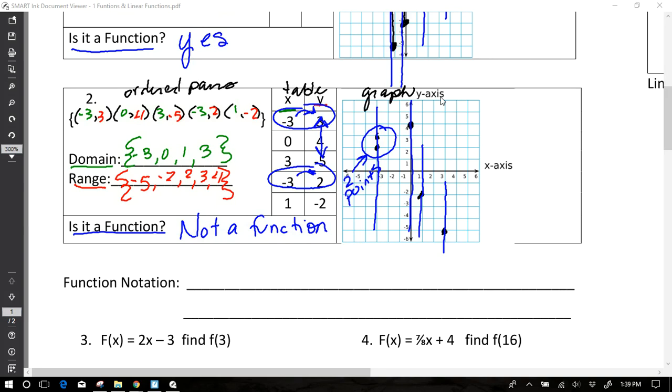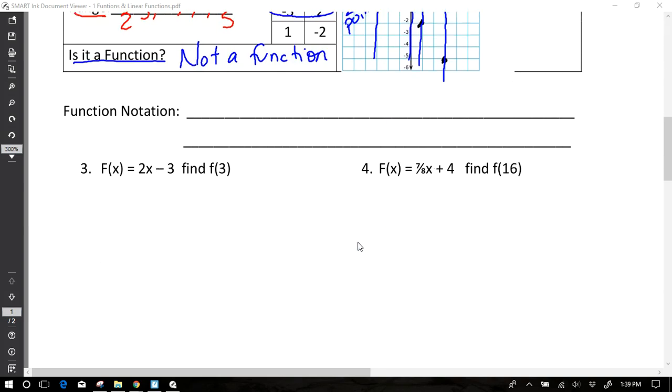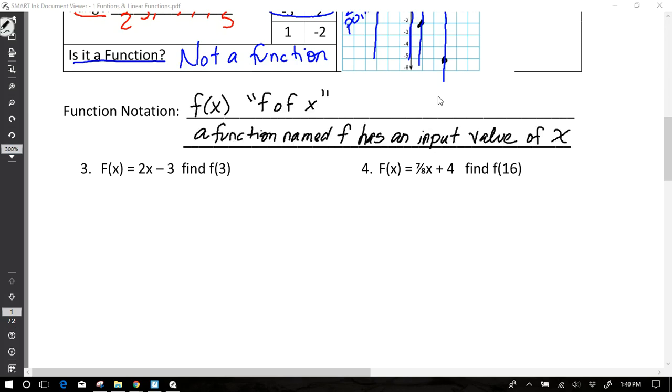We're going to switch modes now, and we're going to do a brief review of what function notation is. For function notation, you're going to see f, parentheses, x, and then close the parentheses. The way that you actually read that is "f of x." And what that means is that we have a function. The name of the function is f.